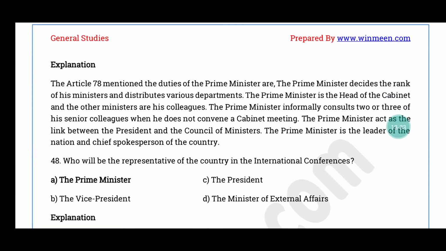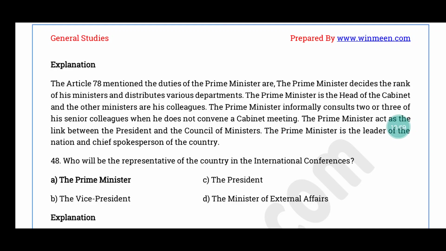ஆர்டிகல் 78 மென்ஷன் பண்ணுறது வந்து டியூட்டிஸ் ஆஃப் பிரைம் மினிஸ்டர். இதில் என்னென்ன லிஸ்ட் அவுட் பண்ணியிருக்குன்னா பிரைம் மினிஸ்டர் ஹீ டிசைட்ஸ் தி ரேங்க் ஆஃப் ஹிஸ் மினிஸ்டர் அண்ட் டிஸ்ட்ரிபியூட்ஸ் வேரியஸ் டிபார்ட்மெண்ட்ஸ். அதே போல் பிரைம் மினிஸ்டர் தான் ஹெட் ஆஃப் தி கேபினெட் அண்ட் அதர் மினிஸ்ட்ரிஸ் ஆர் இஸ் கொலீக்ஸ். த பிரைம் மினிஸ்டர் வந்து இன்ஃபார்மலாக 2 or 3 சீனியர் கொலீக்ஸை வந்து கன்சல்ட் பண்ணி தான், அதாவது when he does not convene a cabinet meeting கன்சல்ட் பண்ணிக்கலாம்.